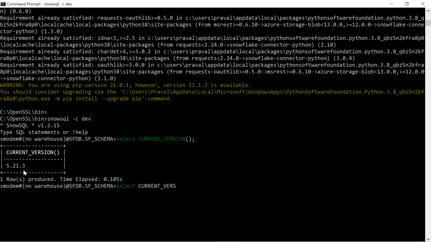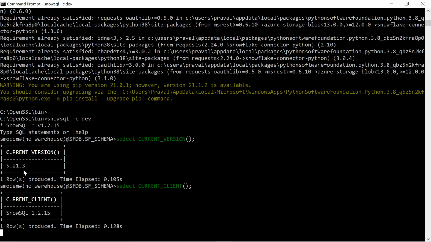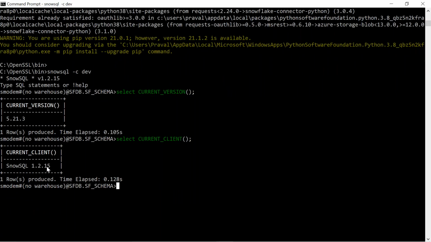Okay, and if you want to know the client version, current client, SnowSQL 1.2.15. It gives you the version of the client. And once you install SnowSQL, it automatically pushes and upgrades. When I installed it, it was 1.2.1. Now it's 1.15. So that means it automatically updates the client version as well. It's a push mechanism that it does. This is your current version, and this is your client version.